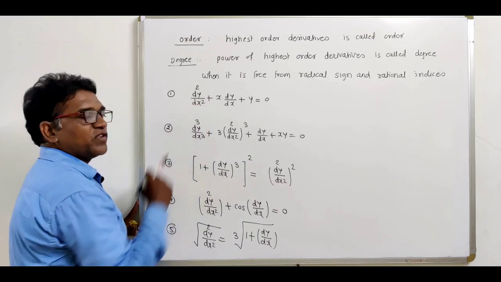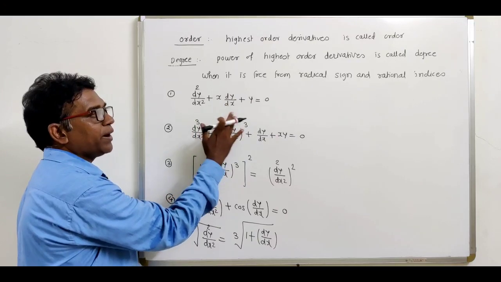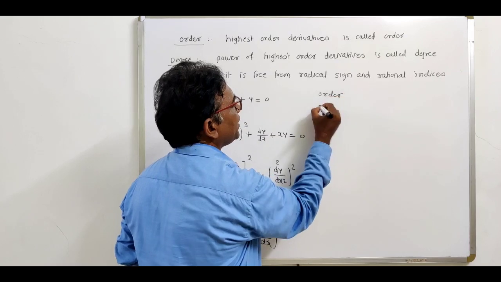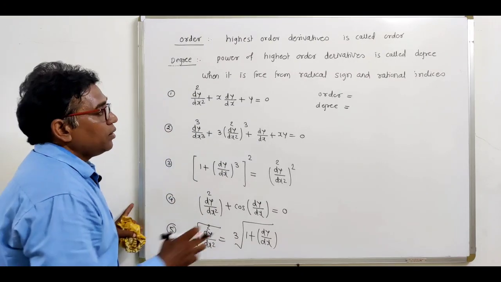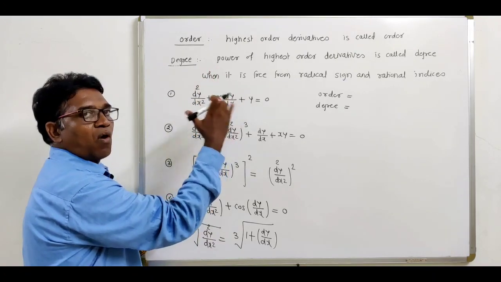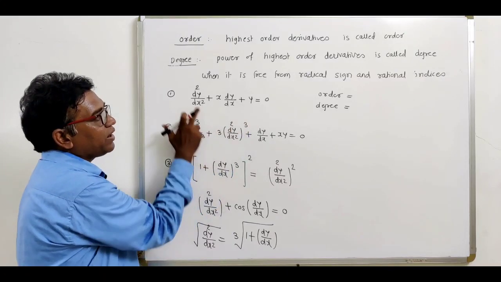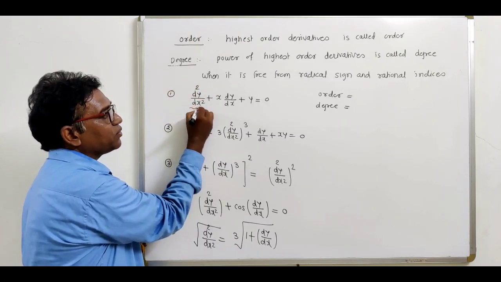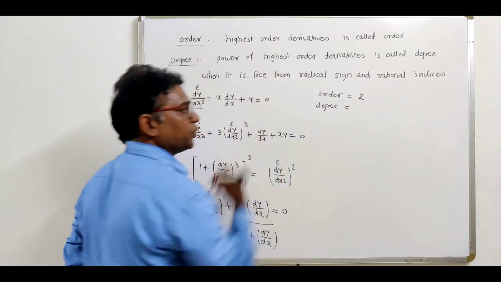Now suppose you consider this first differential equation, d square y by dx square plus x into dy by dx plus y equal to 0. We have to find out the order and degree of this differential equation. What is the definition of order of a differential equation? Highest order derivative occurring in the differential equation. Now in this differential equation, we differentiate y two times, so this is the highest order derivative. That is 2. So the order of this differential equation is equal to 2.